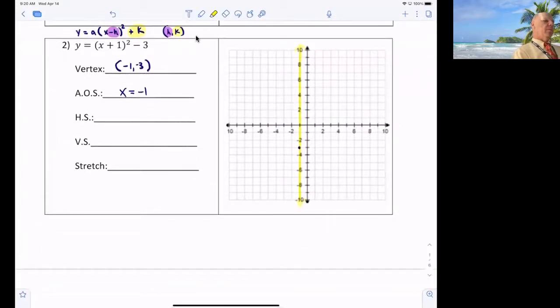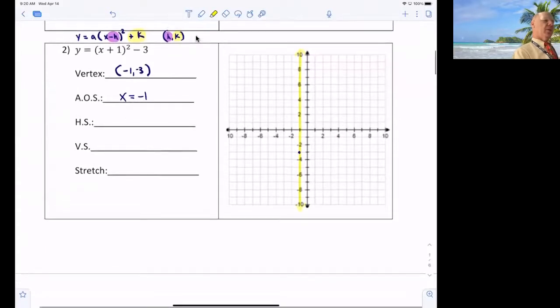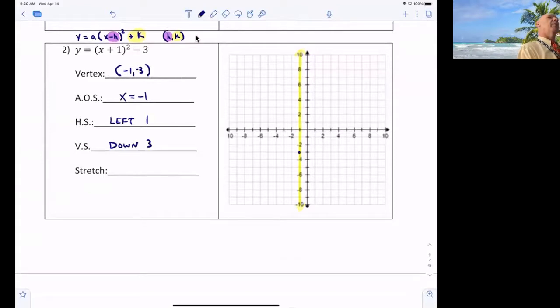Okay, now the horizontal shift is, I would like everybody to say it's left 1. And then the vertical shift is what? Down 3. Is that the same as negative? Yes. But you don't really say down -3 though. If you want to say -3, I don't really care. I'm just showing you it's a direction. And then the stretch. There is no stretch because a equals 1.